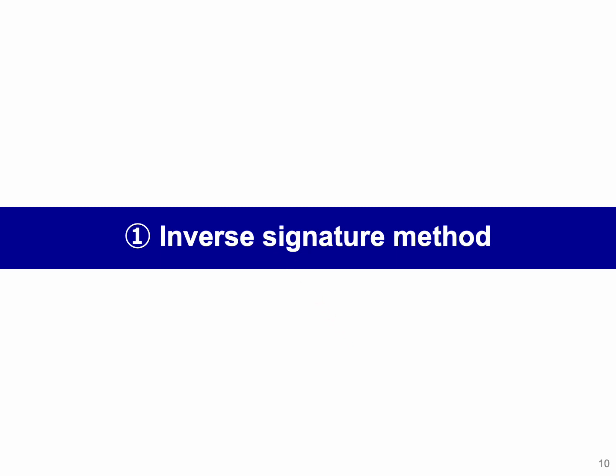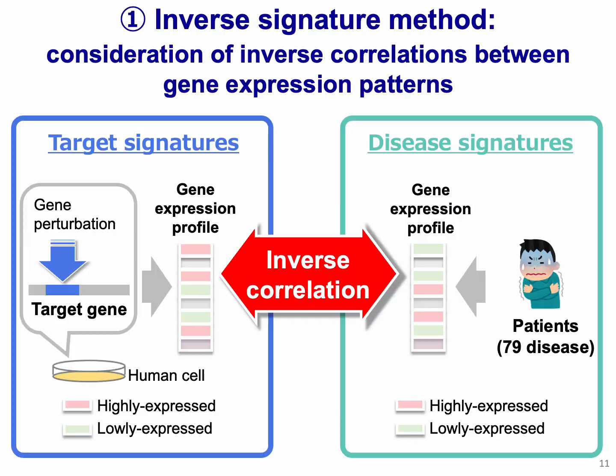The first one is inverse signature method. We focus on the inverse correlations between target signatures and disease signatures to predict therapeutic targets. We predict target proteins with highly inverse correlations as candidates for therapeutic targets.